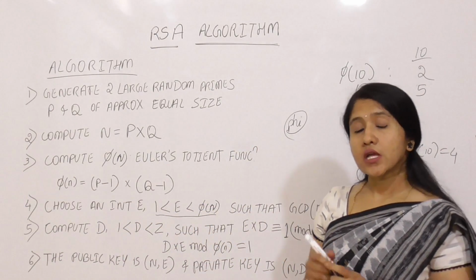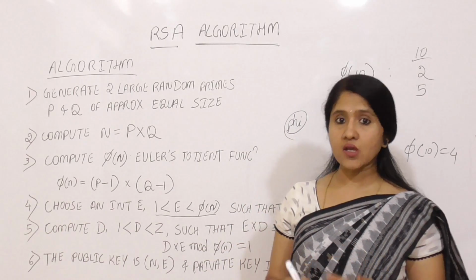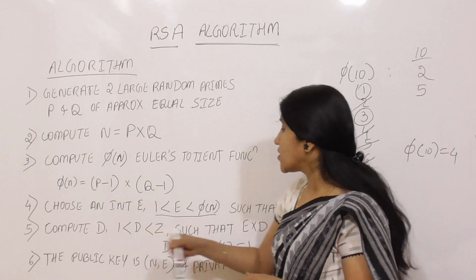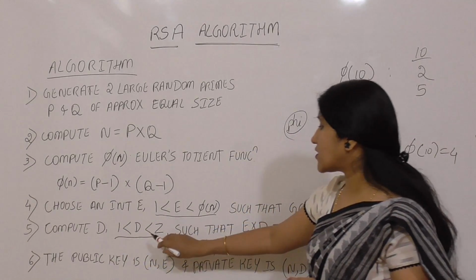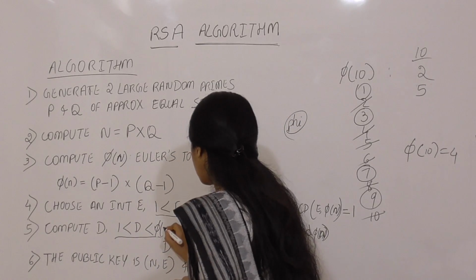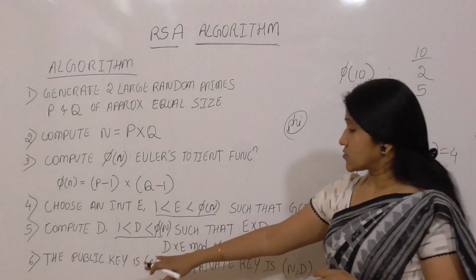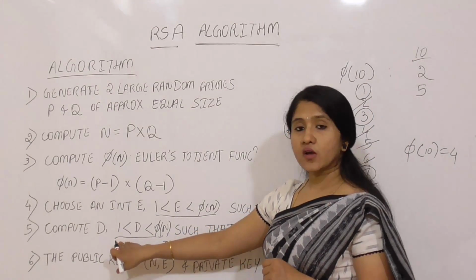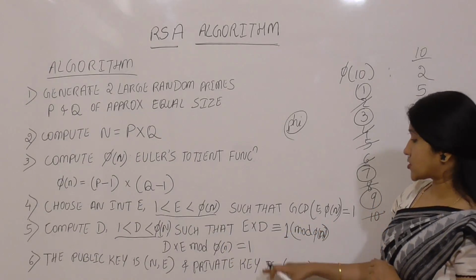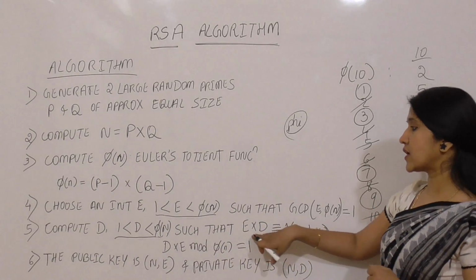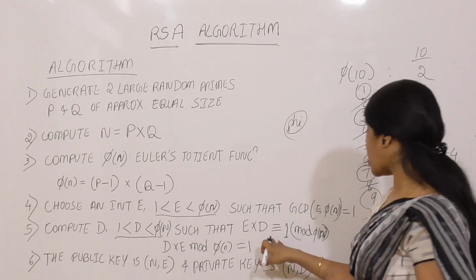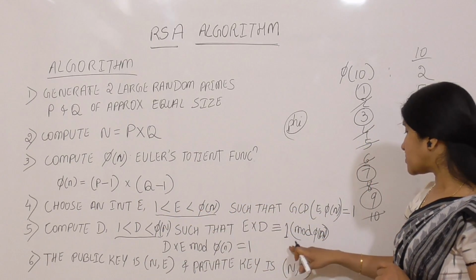Which key is that? For decryption, you will be using the private key. So this is your private key. You should choose D such that it is greater than 1 and less than phi of n. And also the product of E and D, where E is your encryption key and D your decryption key, should be congruent modulo to 1.